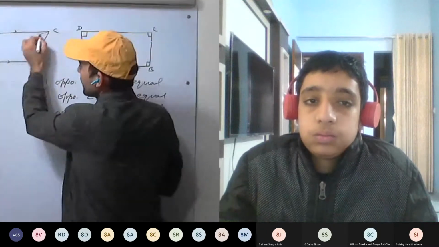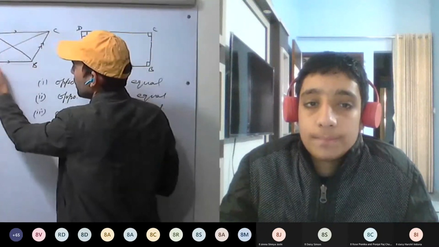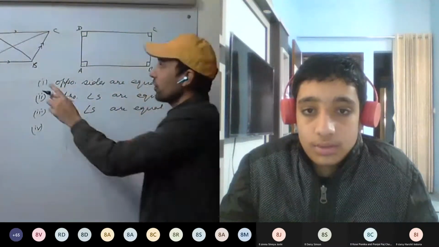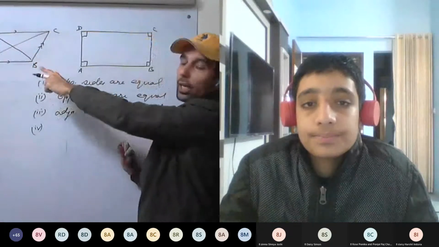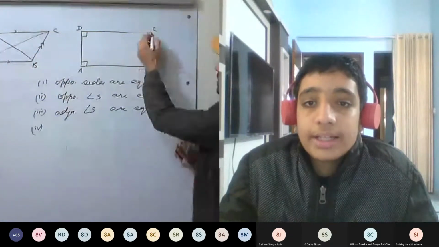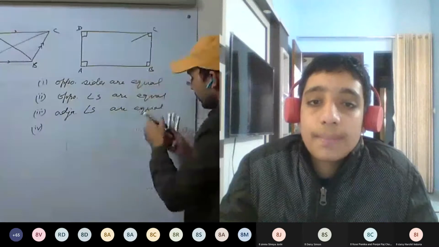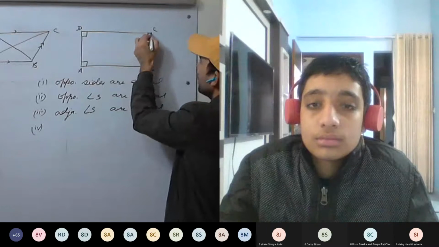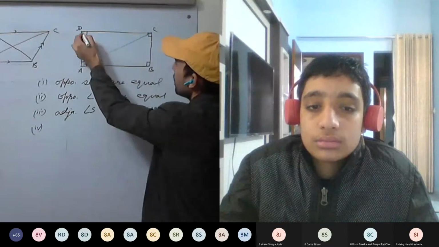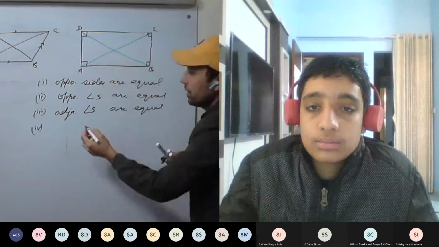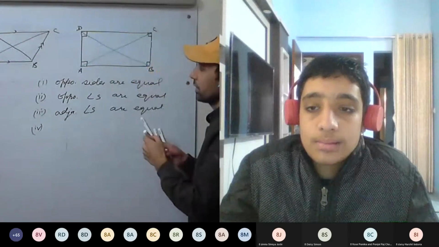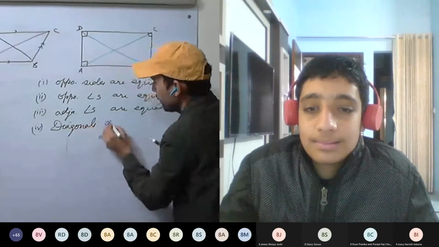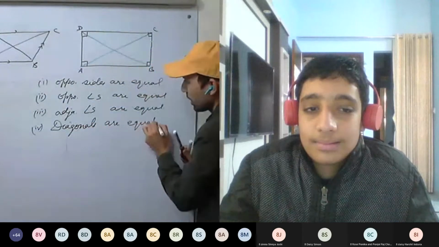In a parallelogram, are diagonals equal? No, in a parallelogram, diagonals are not equal. If diagonals are equal in a parallelogram, it will become a rectangle. So in a rectangle, diagonals are equal.